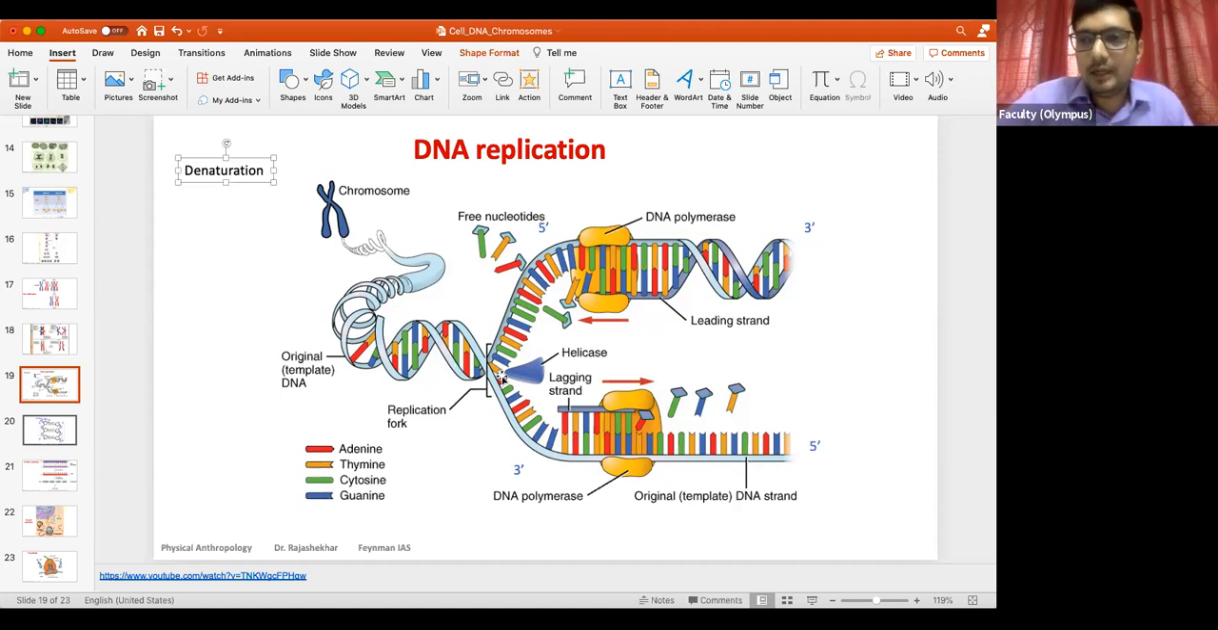Such an enzyme is called helicase because DNA is a helix. Something that removes the helix is helicase. So this is the first enzyme which opens up and separates the DNA strands. That is how the DNA replication process begins, with separation of DNA strands. And this is nicely shown in the video that you are going to watch next.